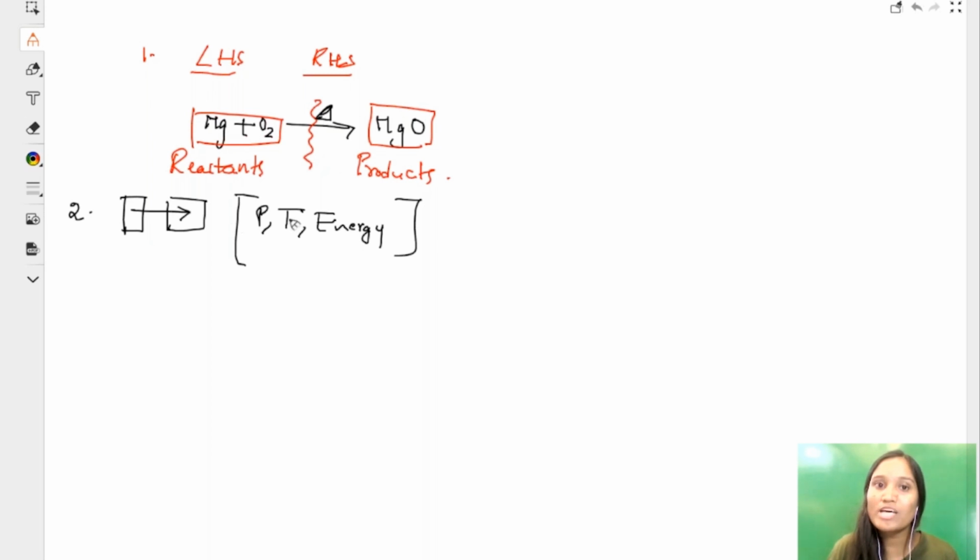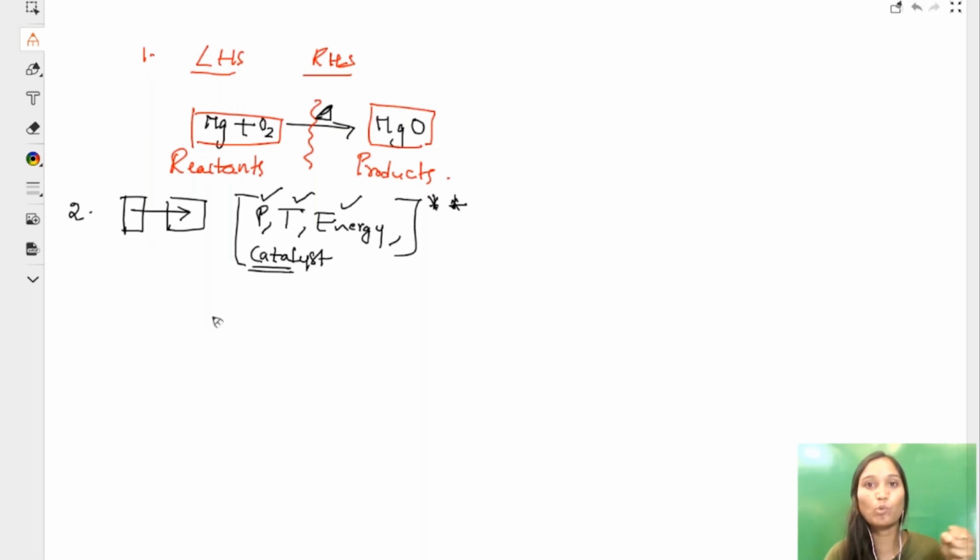So the arrow mark would include factors such as pressure, temperature, energy, sometimes catalyst, etc. It's very, very important, remember. And if you are worried what is meant by the term catalyst, a catalyst is something like a boost to the reaction. It will speed up the process of the reaction. Yes guys, are we clear? Are you all able to follow?